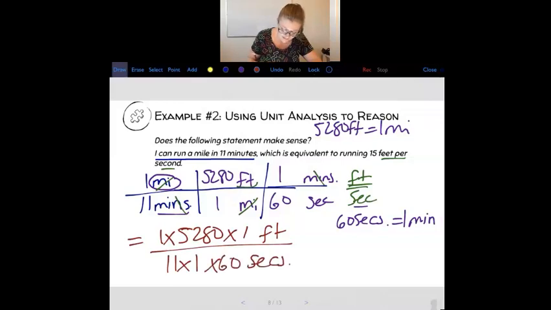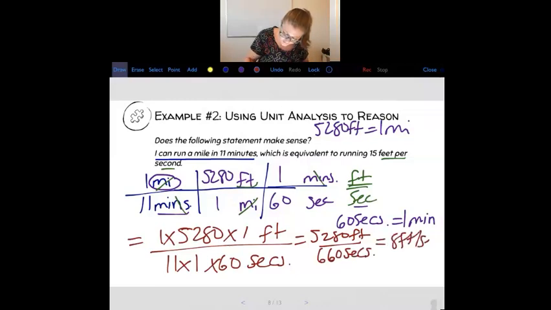over 11 times 1 times 60, and this is in seconds. And so we would use the calculator or do our math for this problem, and we would get 5,280 feet divided by 660 seconds, which reduces to 8 feet per second. Okay? So does it make sense that someone who can run 1 mile in 11 minutes is equivalent to 15 feet per second? And that answer would be no. We just showed it's actually equivalent to 8 feet per second.